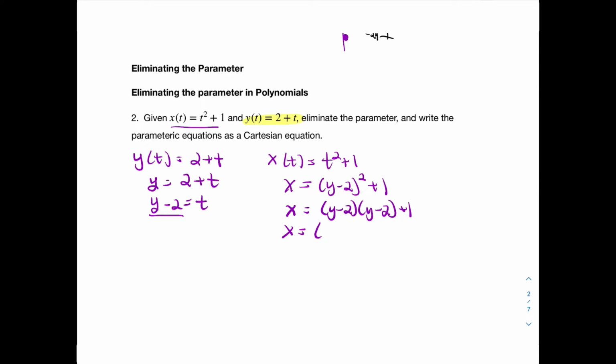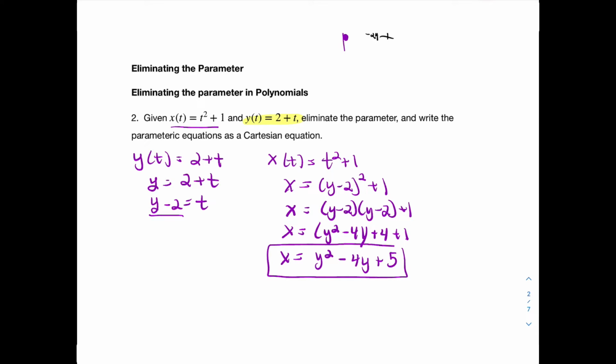Using the full method, I end up with that is equal to y squared minus 4y plus 4. And then combining like terms, I have x is equal to y squared minus 4y plus 5. And this is the Cartesian equation, or the rectangular form of these parametric equations.